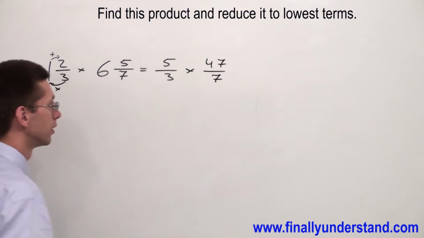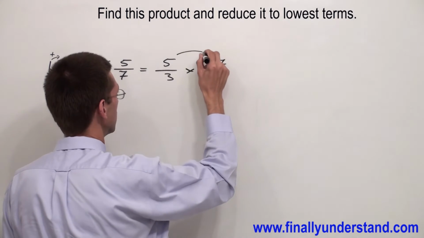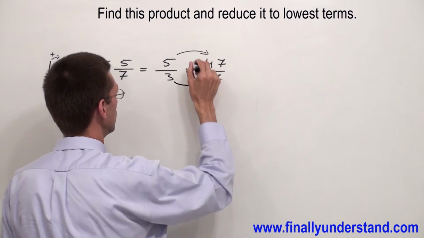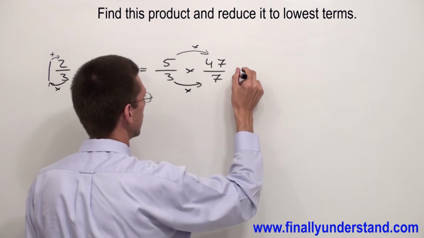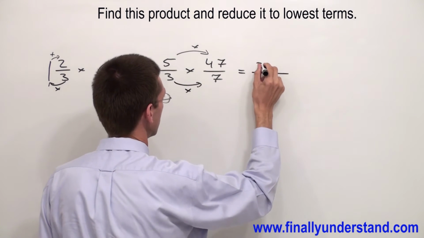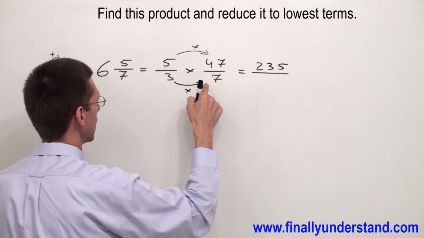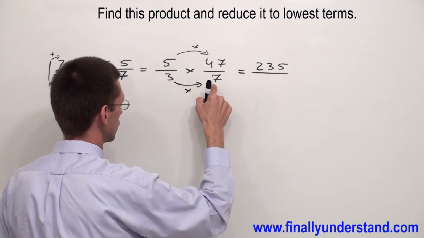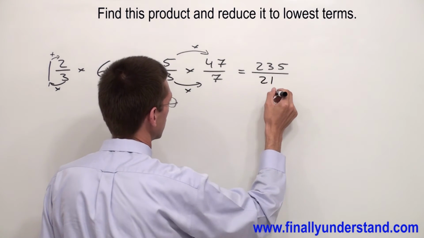Now let's take a look if we can reduce any numerator with any denominator. We cannot, so simply we have to perform the multiplication. We have to multiply numerator with the numerator and denominator with the denominator. 5 times 47 is equal to 235, and 7 times 3, or 3 times 7, is equal to 21.